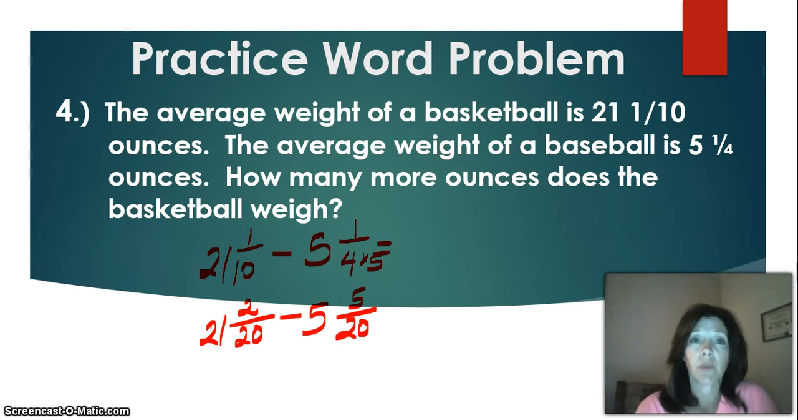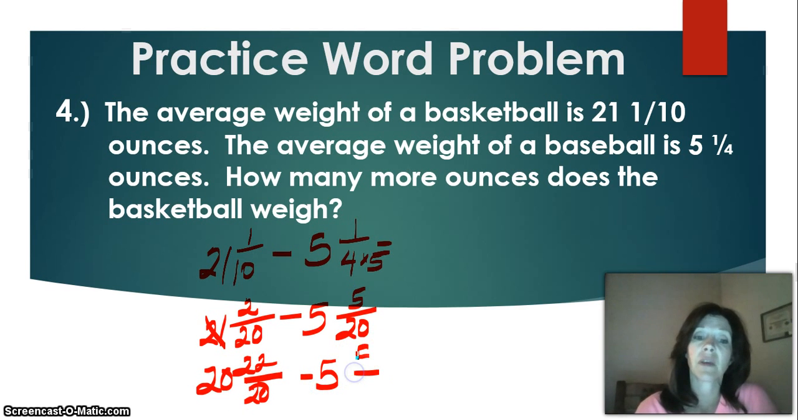All right, so we're ready to borrow. So you need to borrow from the 21. So the 21 then becomes 20. Remember, we borrow the value of the denominator, so we'll add 20 to the 2. So this now becomes 20 22/20 minus 5 5/20. Once you subtract those, subtract your whole numbers. 20 minus 5 will be 15. Denominator stays the same. And 22 minus 5 is 17.